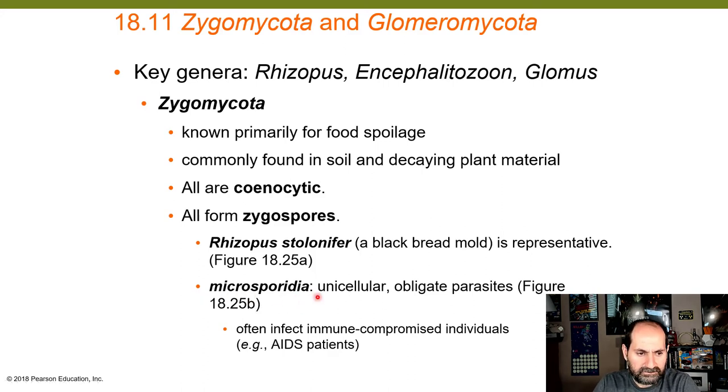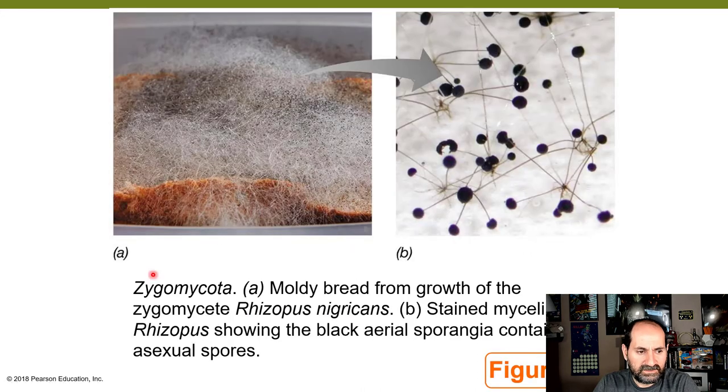Microsporidia, we can skip that for now. So we can see the zygomycota. Here is your bread. Actually, underneath here, you can see the bread. And on top of the bread, you've got the mold. And this is your Rhizopus nigricans, which is a type of bread mold. And the stained mycelium of Rhizopus showing the black aerial sporangia containing asexual spores. So these black spots are the sporangia containing the asexual spores.